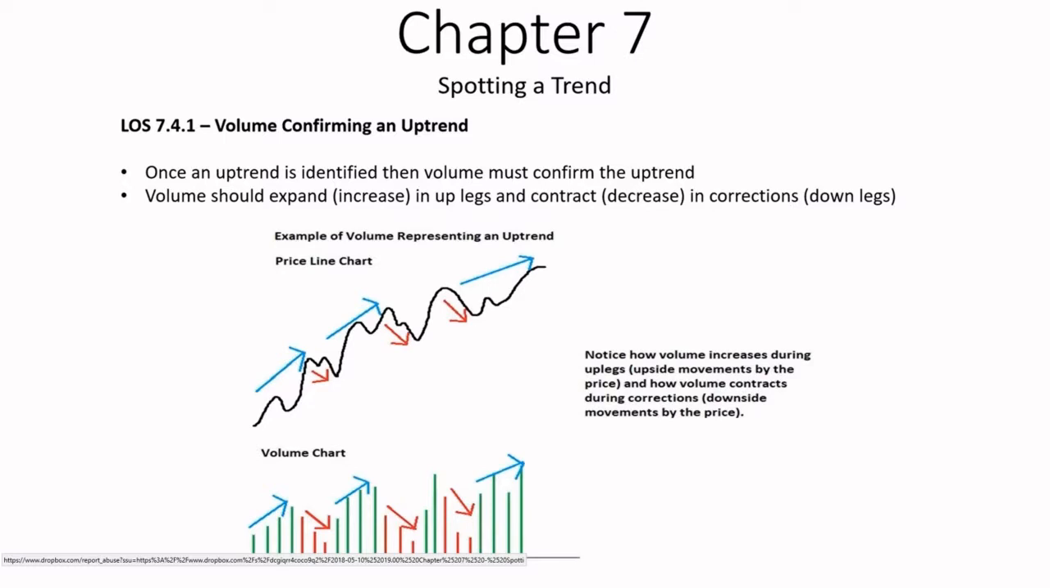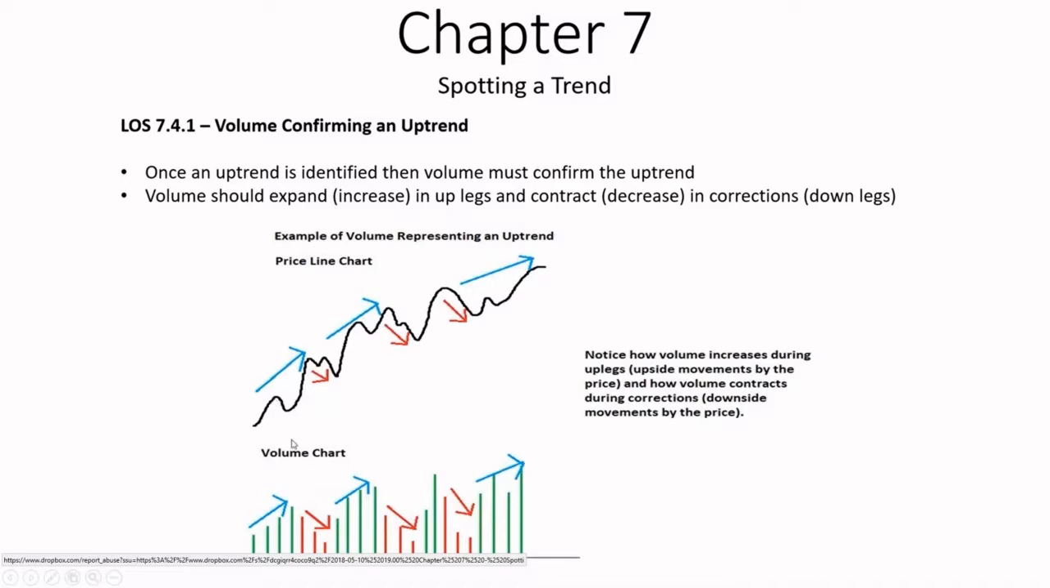So how can volume confirm an uptrend? Once an uptrend is identified, then volume must confirm the uptrend. In an uptrend, volume should expand, increase in up legs, and contract, decrease in corrections, down legs. Let's see now this graphical example. The black line represents the line chart, and the chart below is the volume chart in bars.